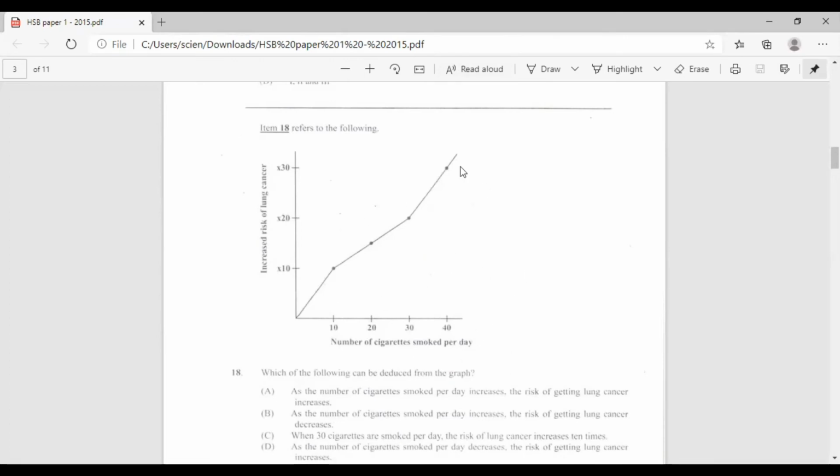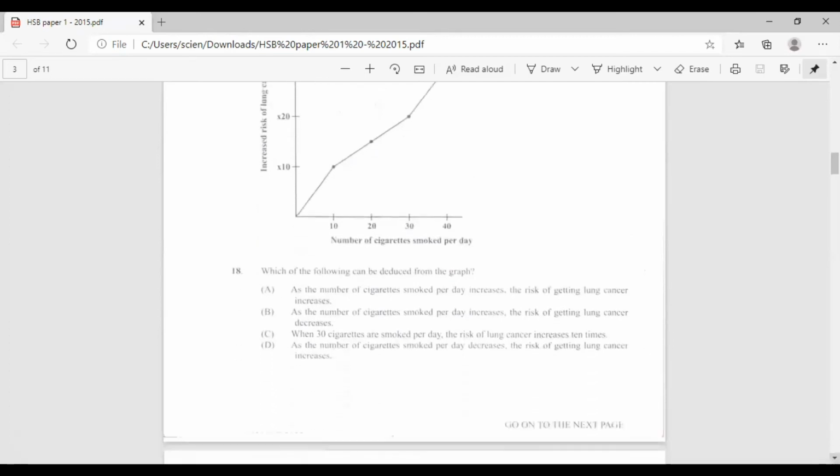So let us see. A, as the number of cigarettes smoked per day increases, the risk of getting lung cancer increases. B, as the number of cigarettes smoked per day increases, the risk of getting lung cancer decreases. Then C, when 30 cigarettes are smoked per day, the risk of lung cancer increases 10 times. And then D, as the number of cigarettes smoked per day decreases, the risk of getting lung cancer increases. The answer would be A, because it said everything that we just said when we look at the graph.